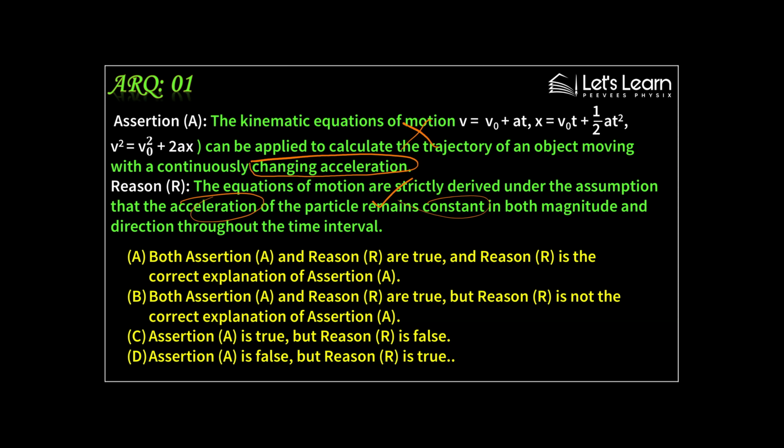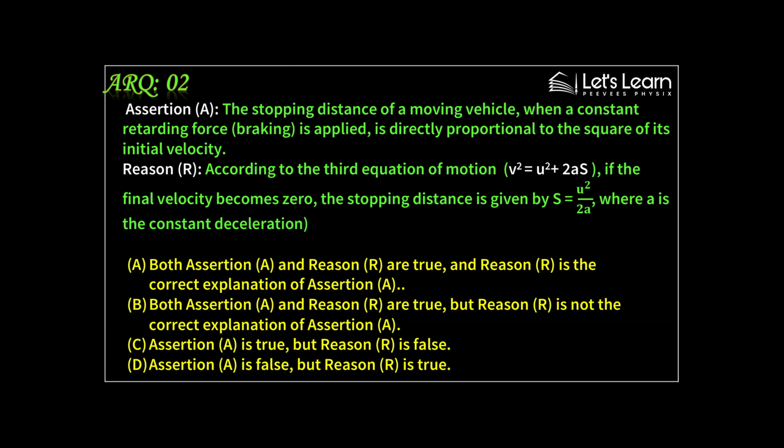So the answer is D. Stopping distance of a moving vehicle with constant decelerating force, which means constant deceleration, is directly proportional to the square of its initial velocity. Let's see this equation. Stopping means v becomes 0. Then that equation becomes 0 equals u square plus 2as. Rewriting, minus u square equals 2as.